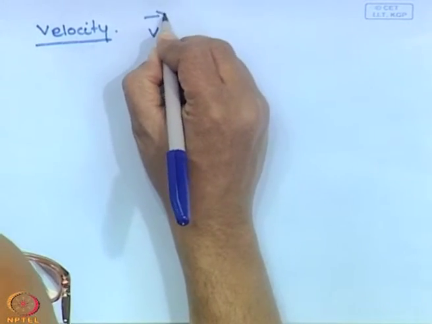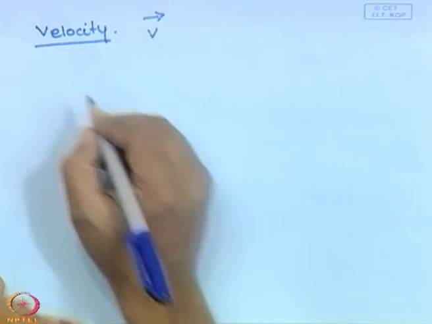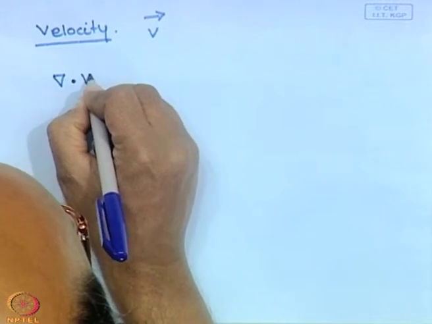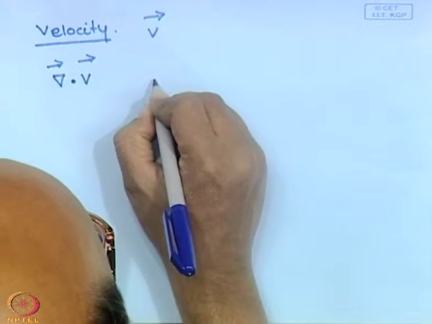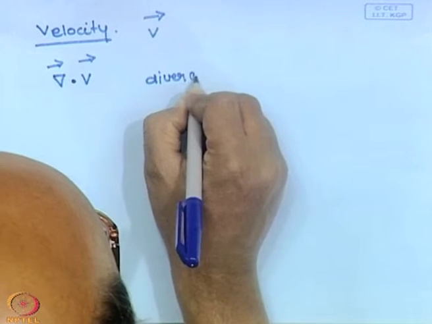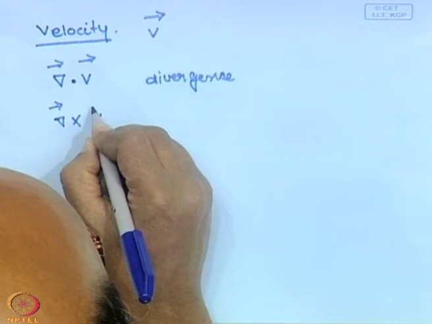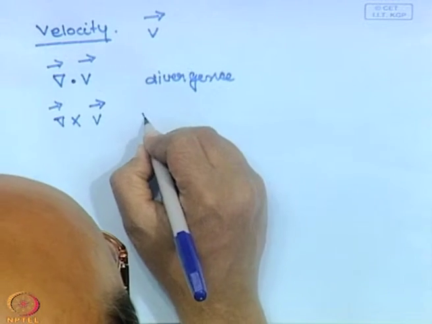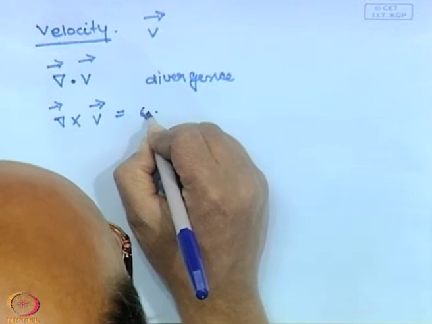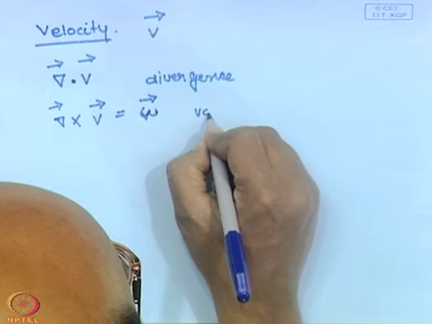Velocity field V. Now, it is a well known fact in vector calculus that this vector field V can be decomposed into two parts. One part which has a divergence, and another part which has only a curl. This is called the vorticity. This is usually denoted by omega, the curl of V, and it is called the vorticity.